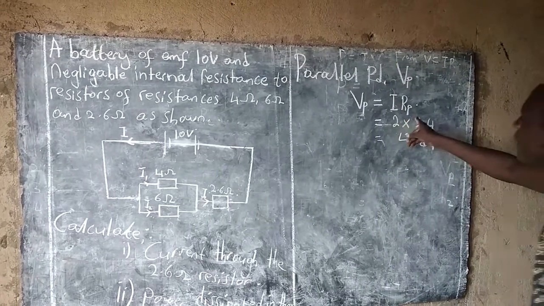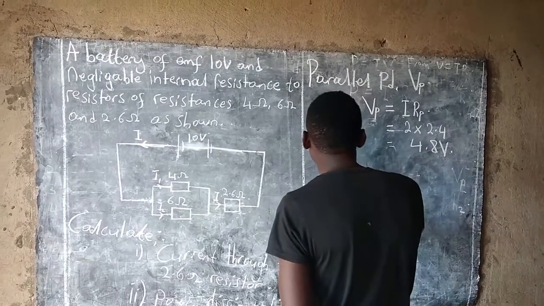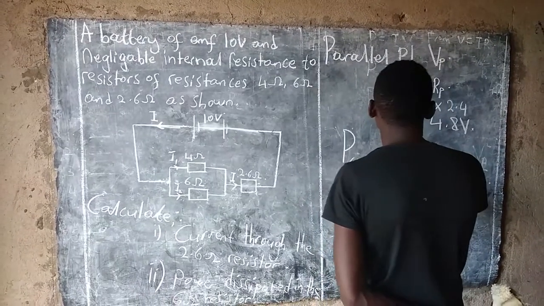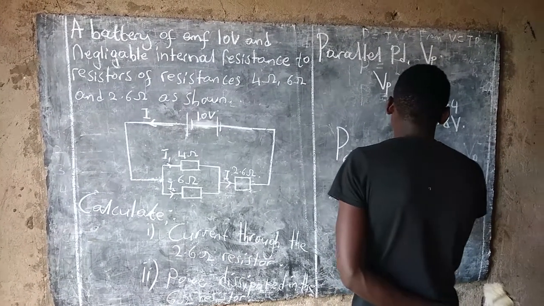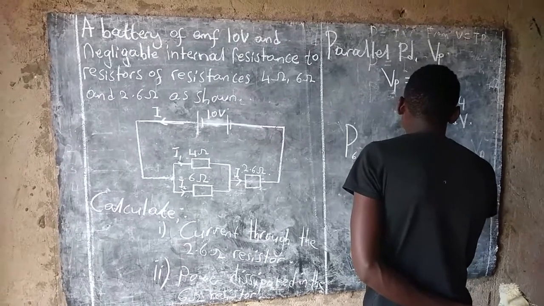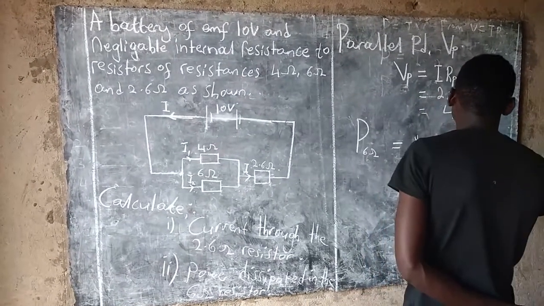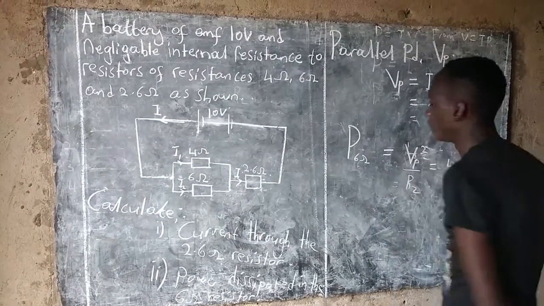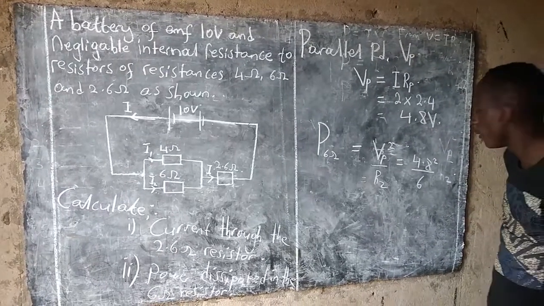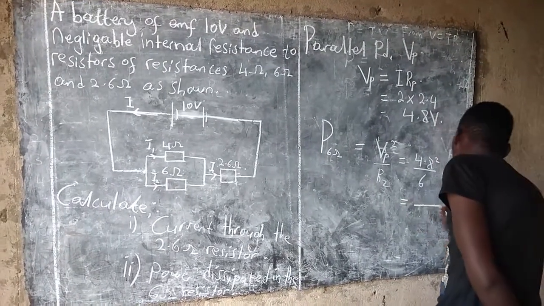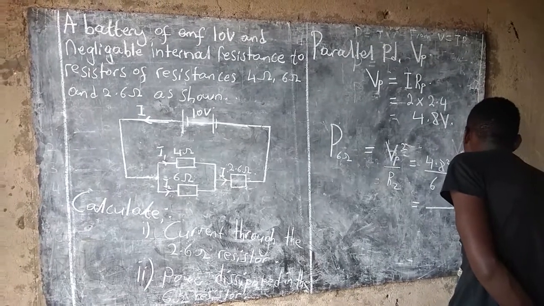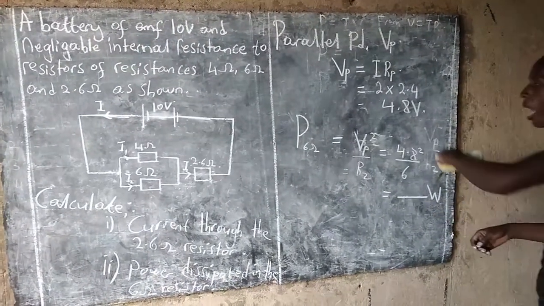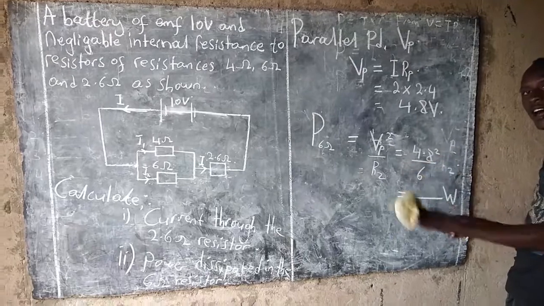So I can now say that the power through the 6 ohm resistor is going to be VP squared over R2. That will give me 4.8 squared over the 6 ohm resistor. The answer I get there is the power dissipated in that resistor, which can be in watts or joules per second. The same can be applied when you want to use the others.